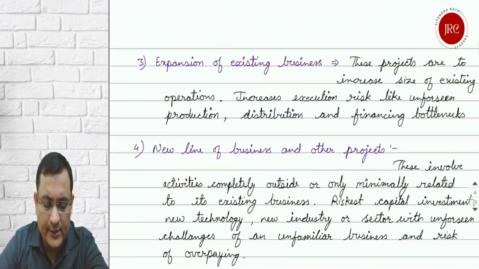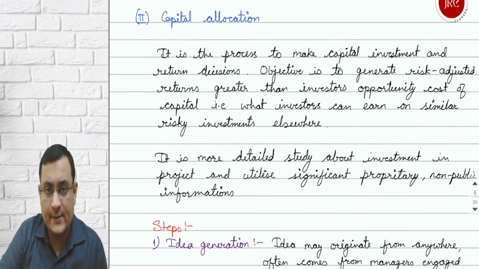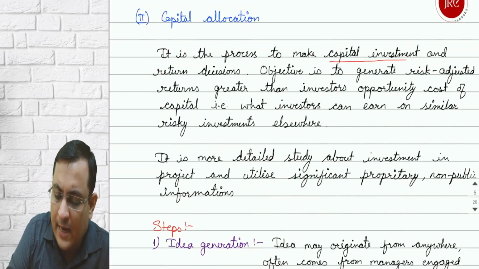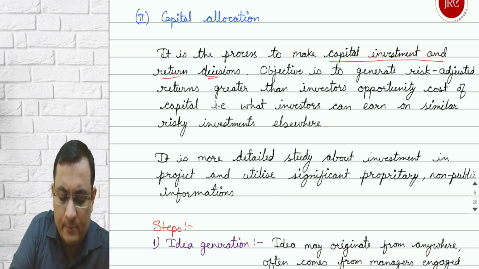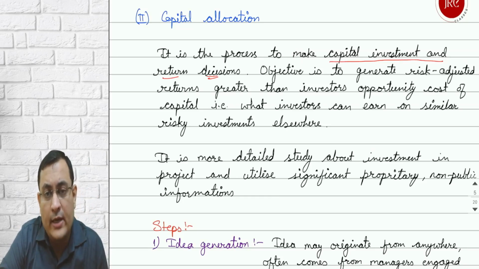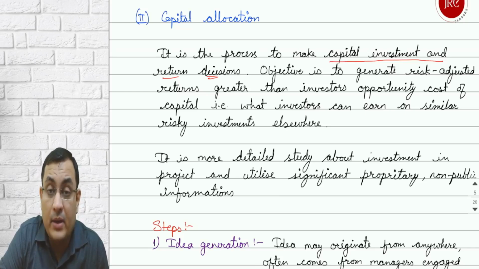So first of all, what is the capital allocation process? It is the process to make capital investment and return decisions. So here we are going to do the decision making related to capital investment and returns. Basically, what return we should be getting from these investments.